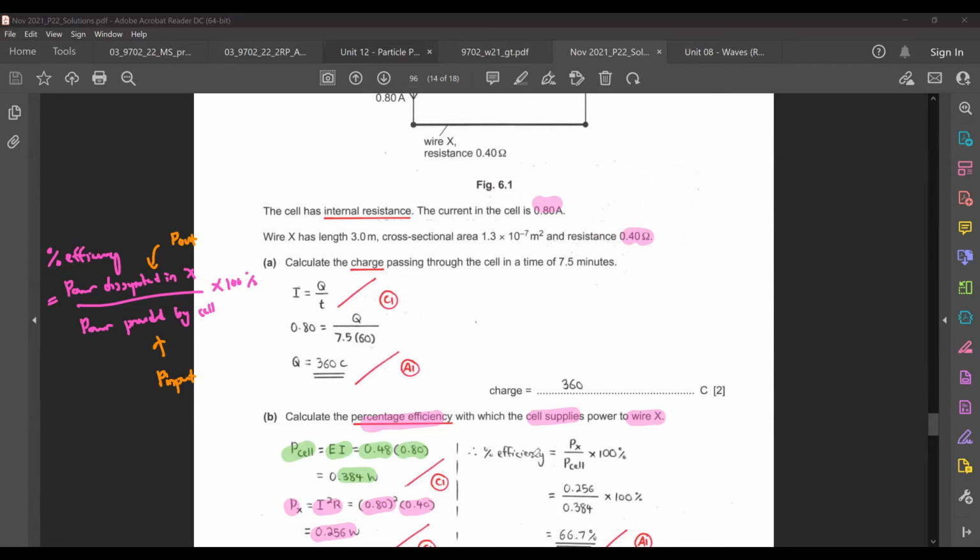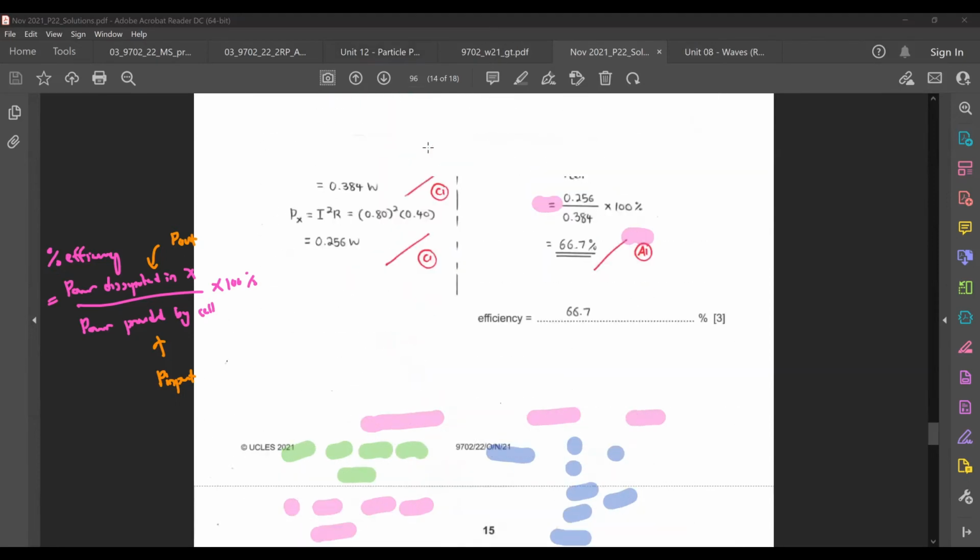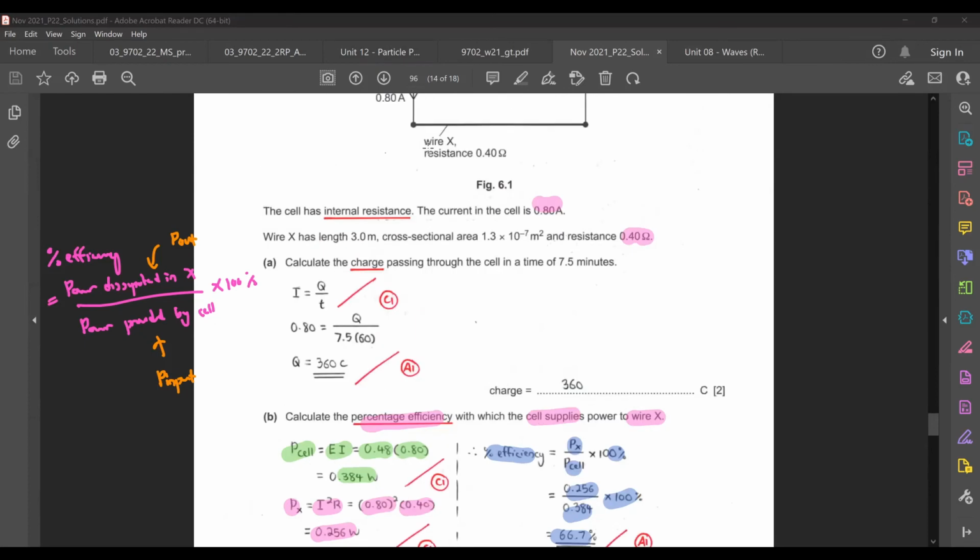So therefore, your percentage efficiency will be P_X over P_cell times 100%. Then after that, summing the values, you're going to get the answer as 66.7%. Just like that. Okay, so nothing really that difficult for this one.